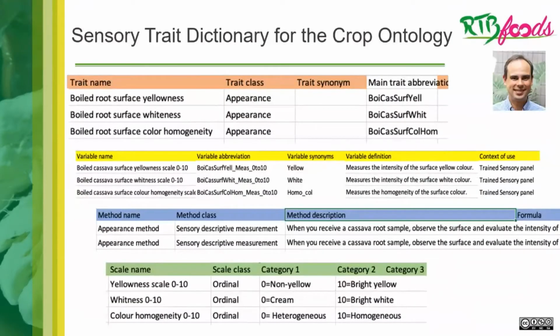A sensory trait dictionary for the Crop Ontology was developed, describing trait name, method, and scale. When combining a trait name with a method and scale, we have a variable name. For instance, boiled root surface yellowness, combined with method appearance and scale yellowness 0 to 10, gives the variable name boiled cassava surface yellowness, scale 0 to 10, which is the variable used to collect the data in BreedBase.